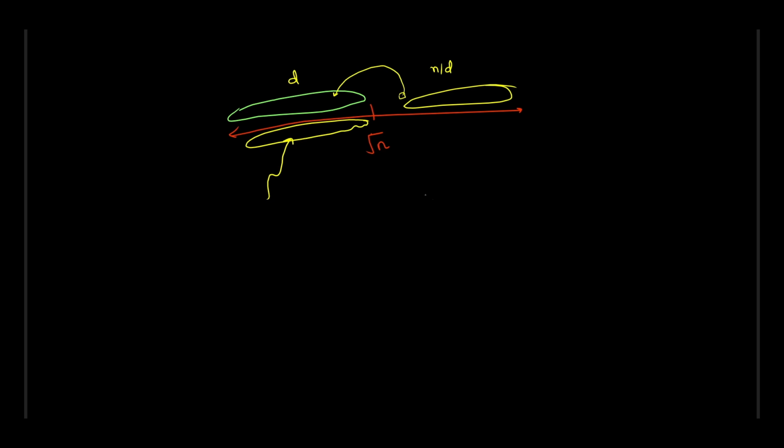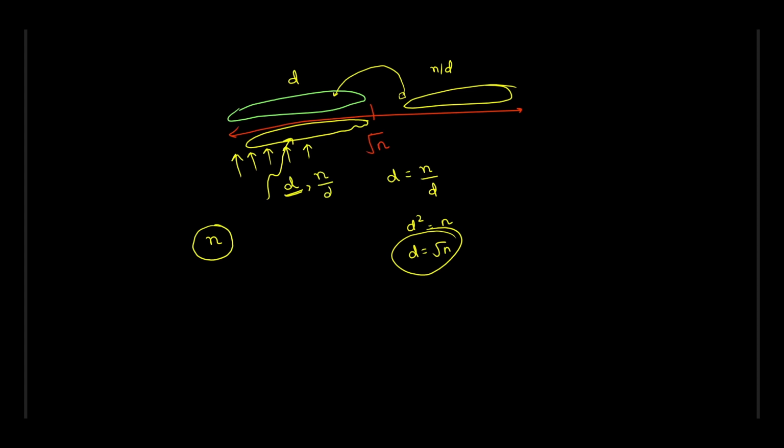And why is this root n coming into the picture? Because the mirror images become equal at this point. d is equal to n by d, so d square is equal to n, so d is equal to root n. So therefore, for a given number n, if you want to find the number of all the divisors, you just have to iterate from left to right up till root n, and every time you find a divisor d, you also implicitly assume that there is a divisor called n by d. So the time complexity of this is root n.